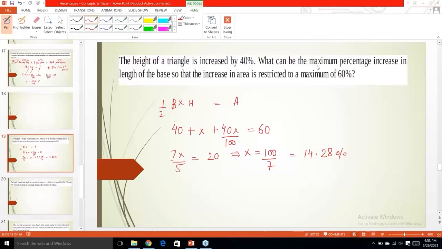Where do you want to use 140? I mean, yeah, you can write it as 140 by 100, right?